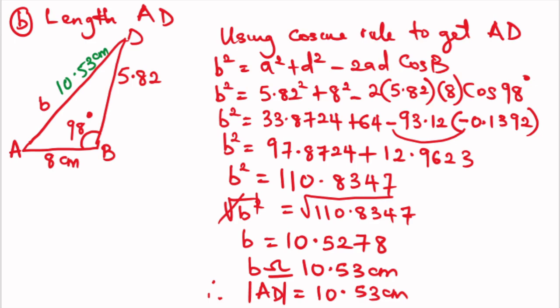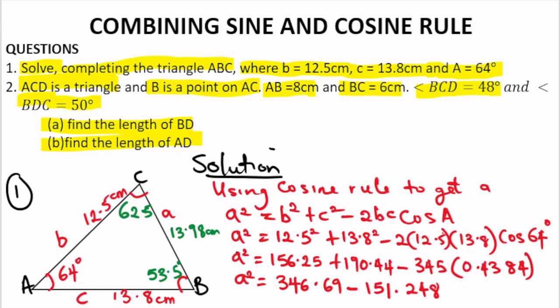So far we've been able to answer the questions in this video. For question number 1, we've solved completely and gotten the missing parameters in that triangle. And for question number 2, we've been able to find length BD and AD.